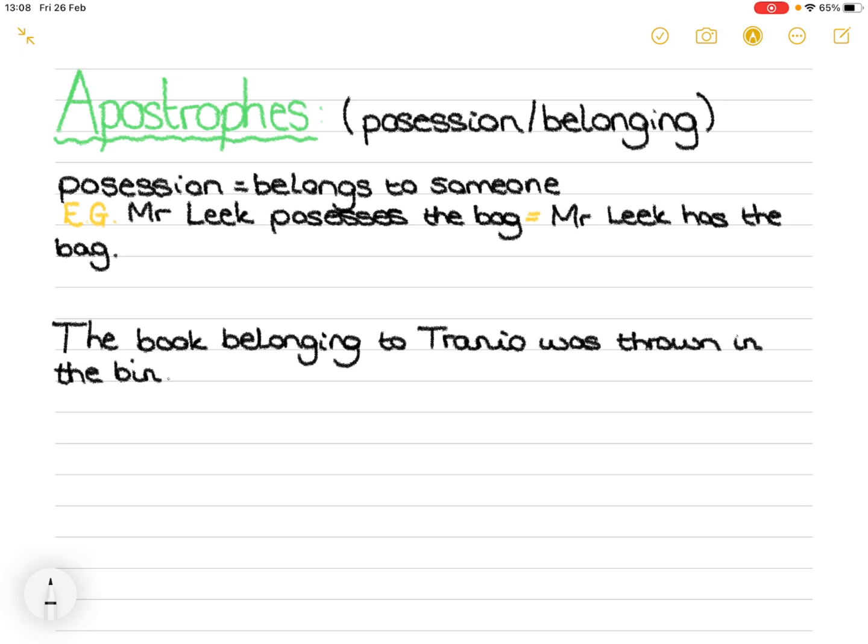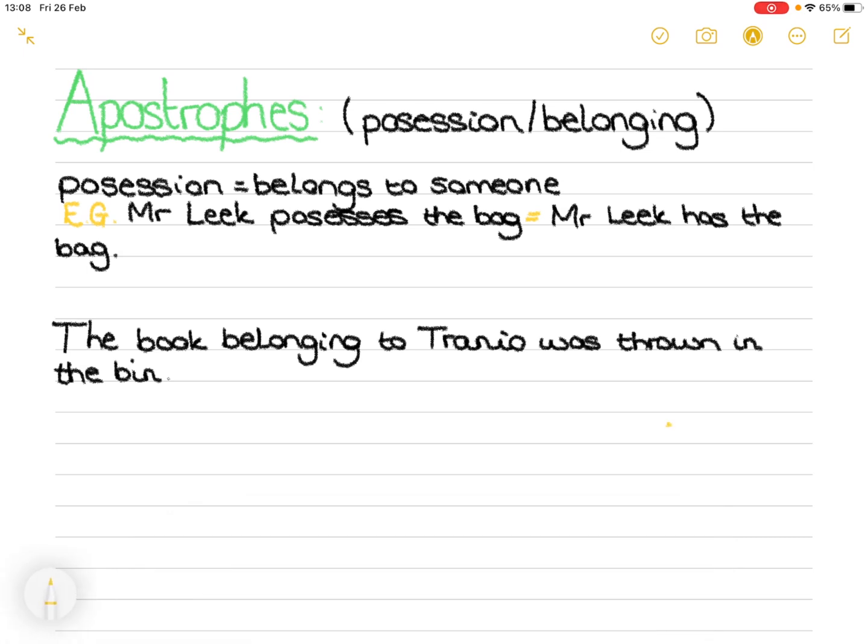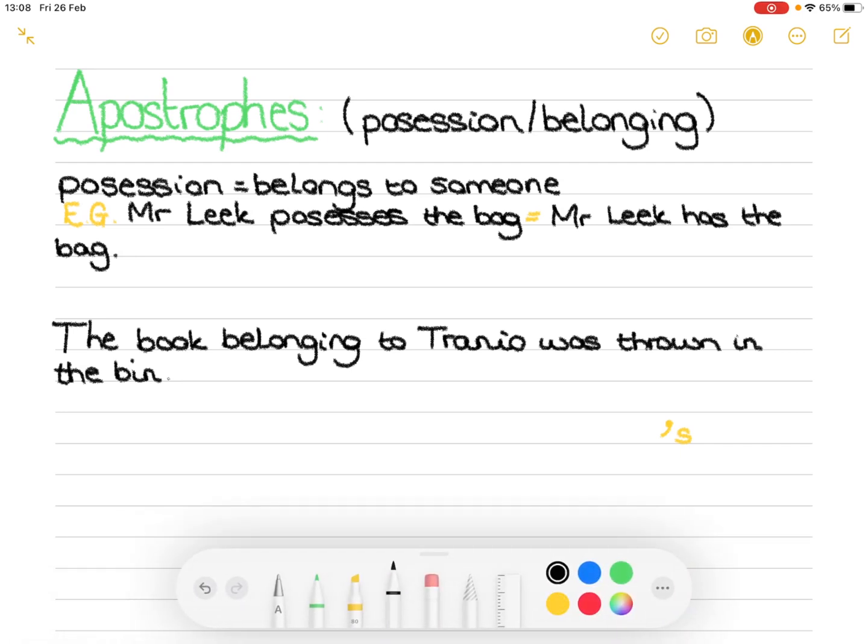Now, there's a couple of things we need to remember when using apostrophes for possession, and that is if we're talking about a single person, we will have apostrophe and then S, so that is for a single person or object. If we're talking about multiple people, so we'd say the people's breakfast or the customer's breakfast, and there's 2 or 3 customers, you will use the S and then an apostrophe, and that is for plural.